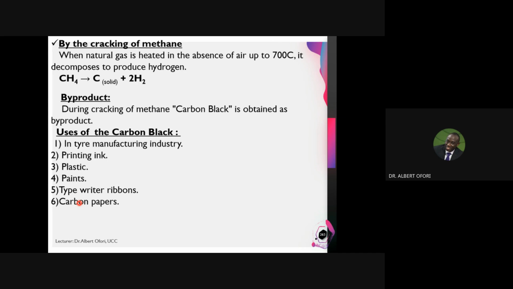I think some receipts have the duplicate where when you write it goes direct. If you still want to see carbon paper, visit the Lotto kiosk. Exactly, you see carbon paper there. That black paper-like stuff is where we use that black carbon that is coming from the cracking of methane.